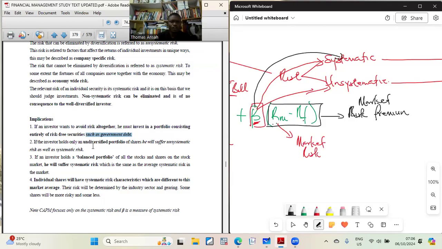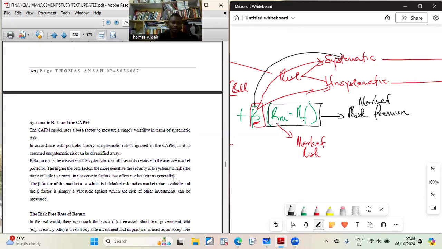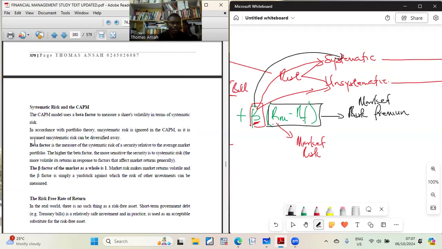If you hold an undiversified portfolio, it means that you are going to suffer both systematic and non-systematic risk. But if you balance it, you will manage your unsystematic risk. The one that you are likely to suffer is only the systematic risk. An investor who holds individual shares will have systematic risk characteristics which are different to the market average. So, like I said, the CAPM formula that we are using is focused only on the systematic risk. The beta that you see there is a measure of the systematic risk.